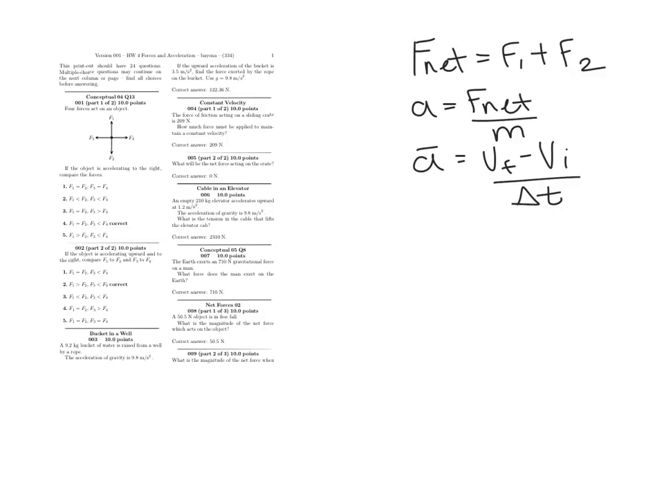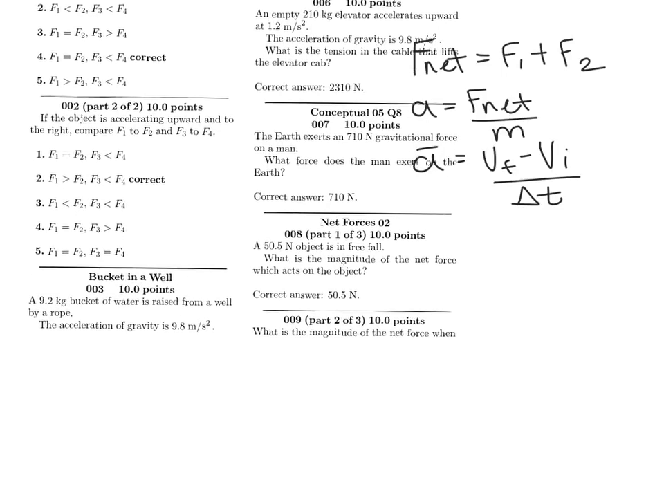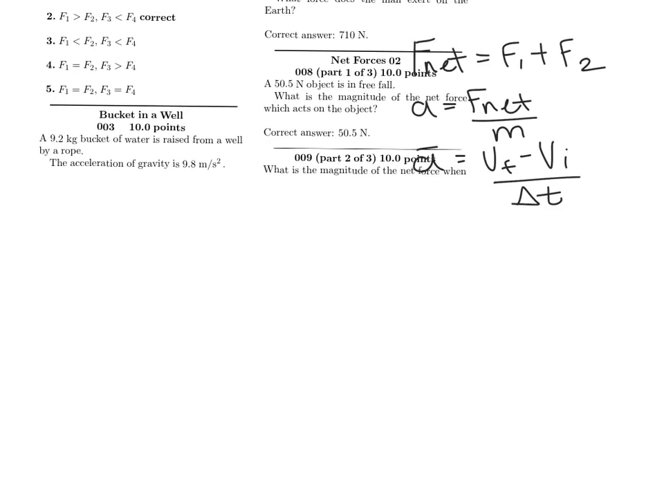Excellent. Okay, so I'm going to show you number 3 first because number 3 is kind of a doozy. It's kind of challenging, and it also helps you with number 6. So let's take a look at that real quick. A 9.2 kilogram bucket of water is raised from a well by a rope. That means the net force is going upward, right?